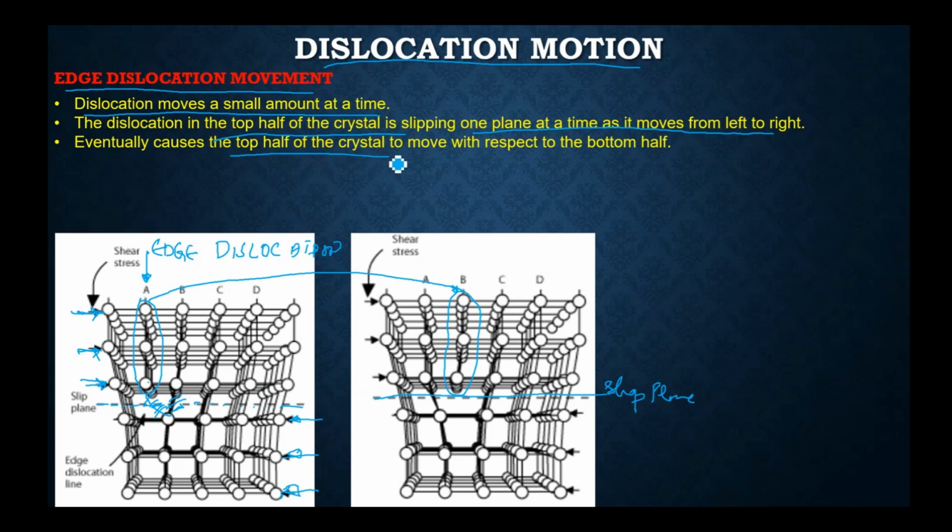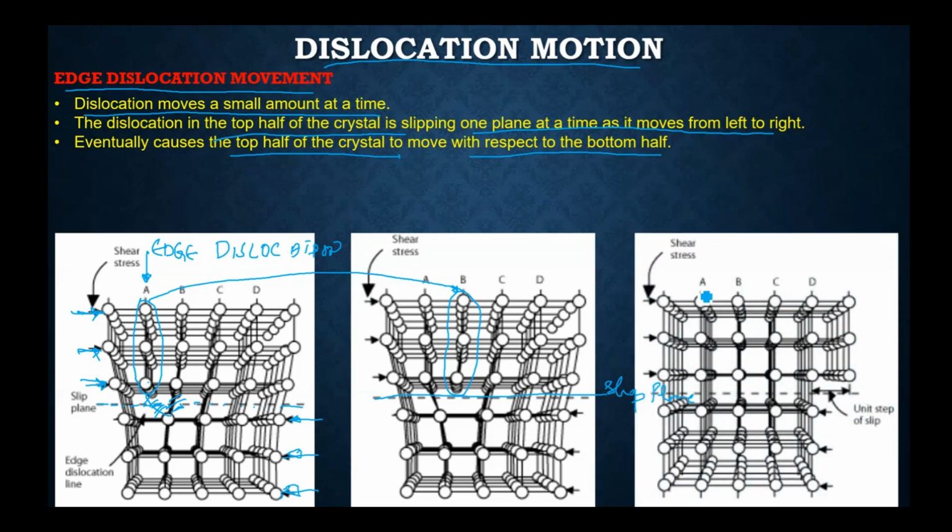All right. Now, eventually what would happen? Eventually the top half of the crystal would move with regards to the bottom half. How? You would see that eventually the dislocation would move from A to B, then jump from B to C, C to D, and then to a position where you'll have a unit step of slip present within the lattice. So you'll have an extra half step present on the top plane. It is as if the top of the crystal lattice has moved with regards to the bottom half of the crystal along this slip plane.